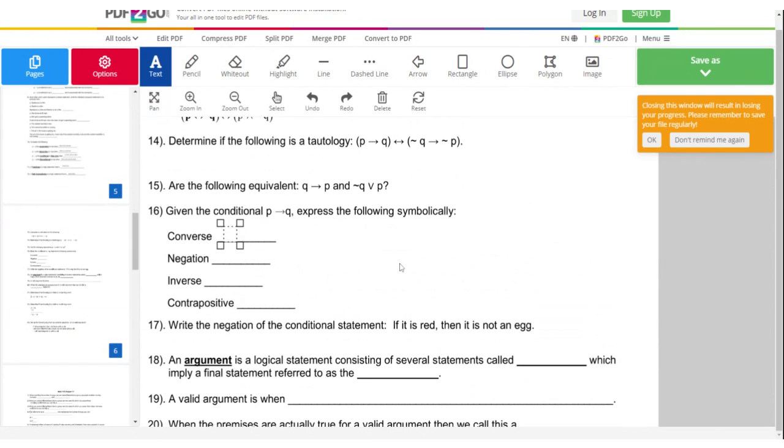So the converse is when we turn them around. Come back to that one. Let me just make sure. The inverse is what we got: not P. And the contrapositive is both of them, both of these put together.